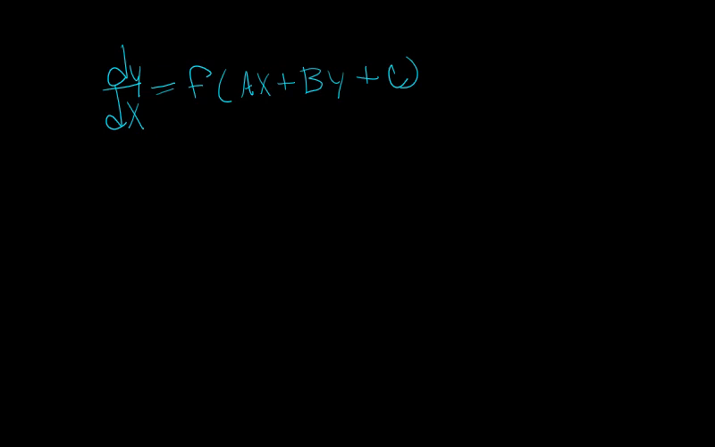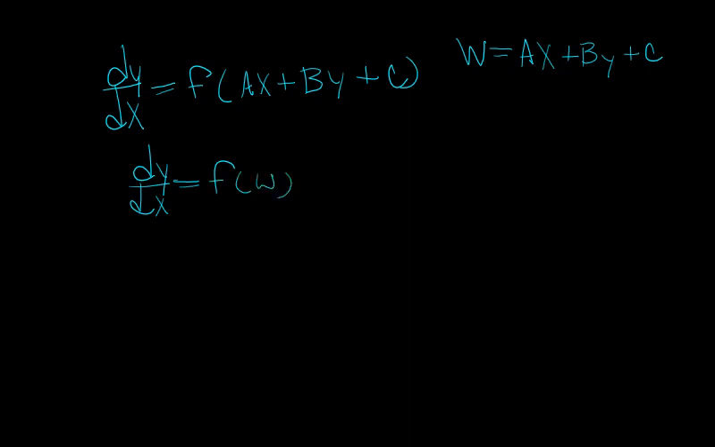So now let's say w is equal to ax plus by plus c. And if w is equal to ax plus by plus c, then that essentially means that dy/dx is really just f of w. Now let's consider the function w. W is ax plus by plus c, and a, b, and c, they're just arbitrary constants.